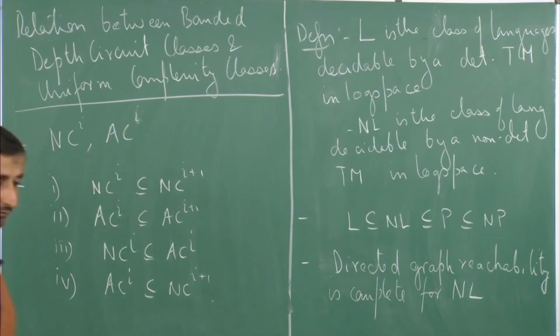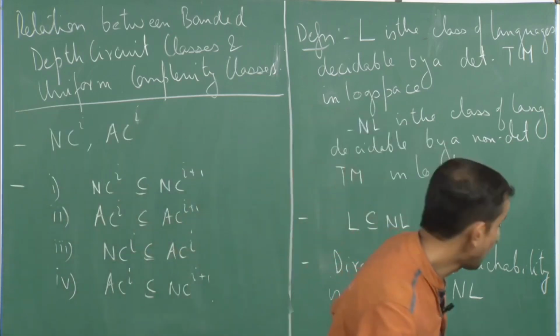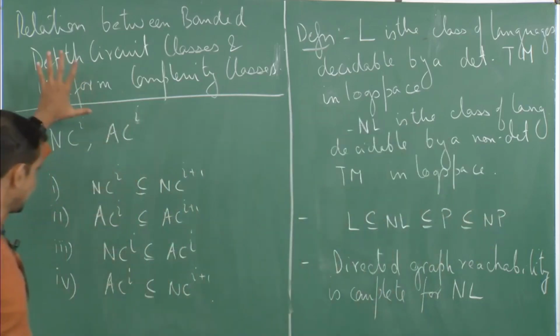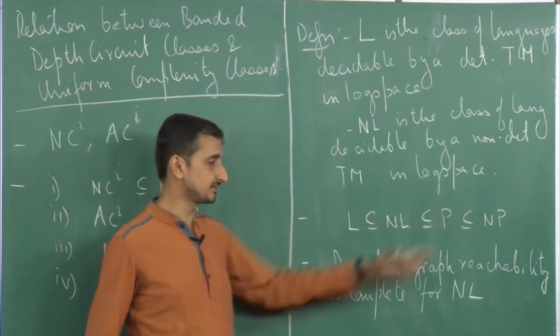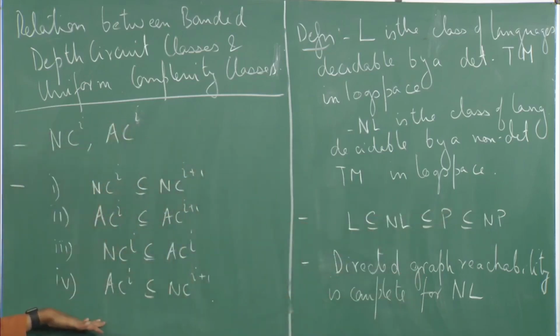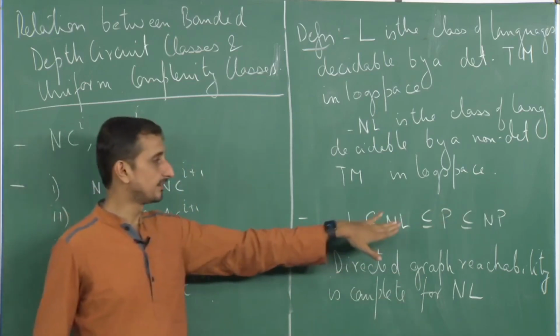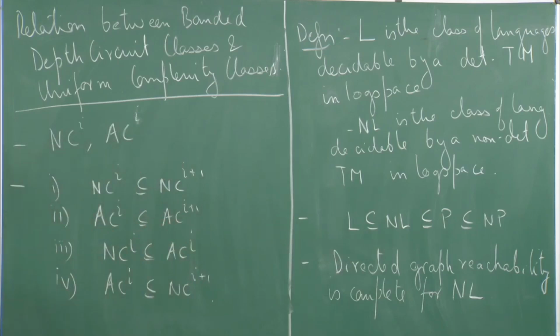Okay. So, what we will prove is the following: where do these classes sit with respect to these classes. Okay. So, what is the relation between these bounded depth classes and these uniform complexity classes. So, I will come to that. Okay.